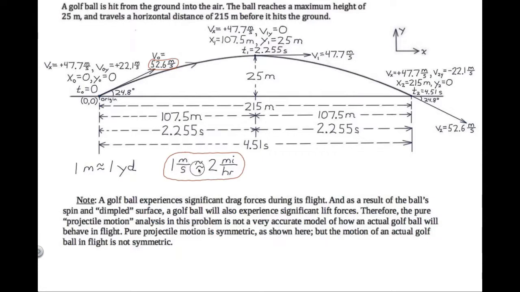1 meter per second is roughly 2 miles per hour, so the ball was hit with an initial speed of about 100 miles per hour. That means that the club head was moving at about 100 miles per hour when it hit the ball. That's a reasonable club head speed for a golfer hitting a drive.